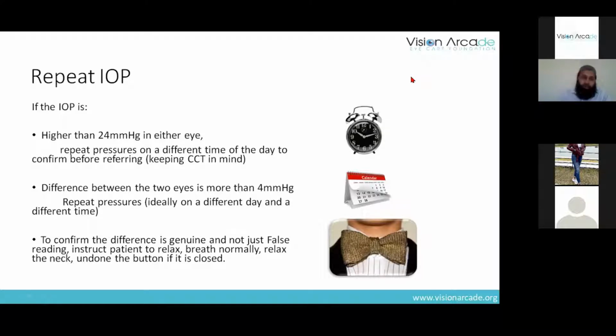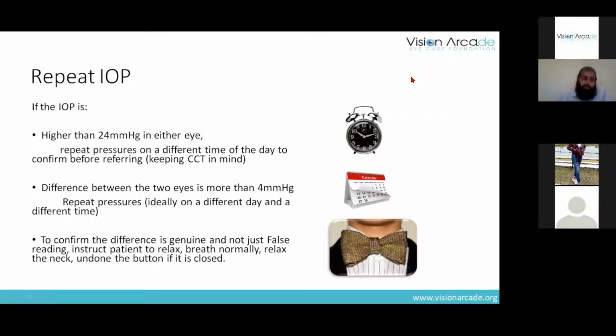If you have to repeat, now when would you repeat? If the IOP is higher than 24 in either eye, repeat the pressure at a different time of the day to confirm before referring, of course keeping in mind the central corneal thickness. Another time that you would consider repeating the IOP would be when the difference between the pressure in the two eyes is more than 4 millimeters of mercury. Ideally, repeat it at a different time.